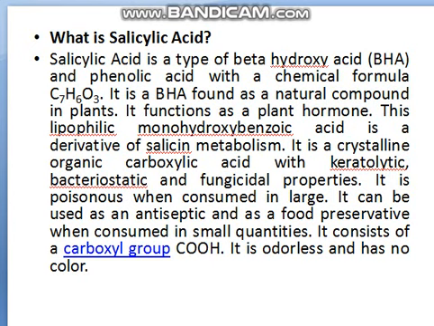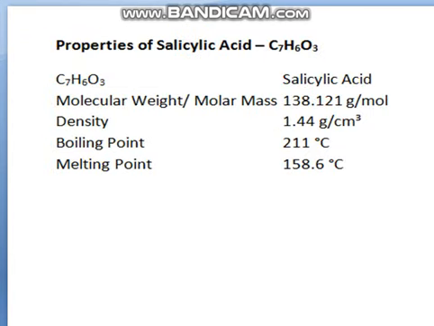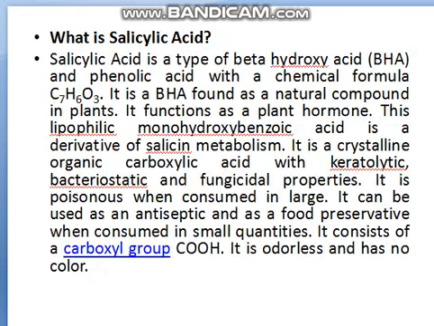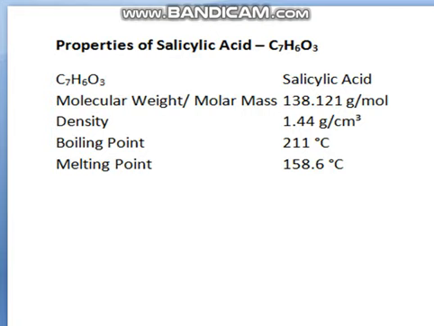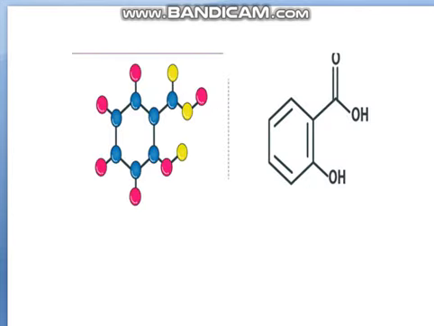The properties of salicylic acid. First, the formula is C7H6O3. Then the molecular weight is 138.121 gram per mole. Density is 1.44 gram per centimeter cube. Boiling point is 211 degrees Celsius and melting point is 158.6 degrees Celsius. The formula and the structure are given here, you can see.